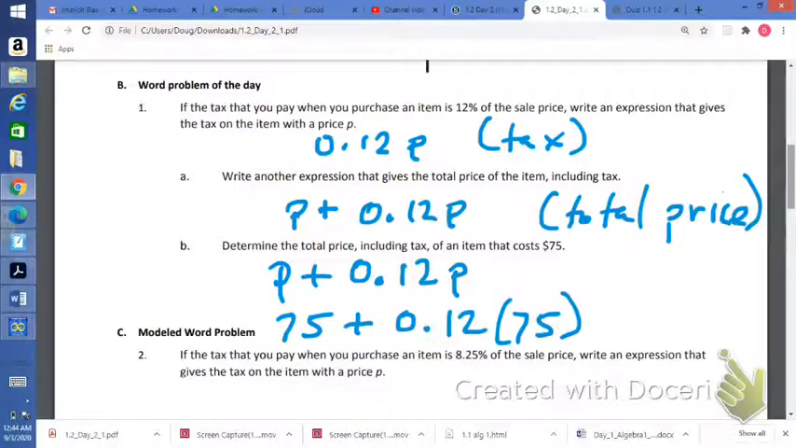And then we evaluate. So 75 plus 0.12 times 75, and that gives us $84. So if you're paying 12% sales tax on a $75 item, you're paying $9 in taxes because your total is going to be 84.